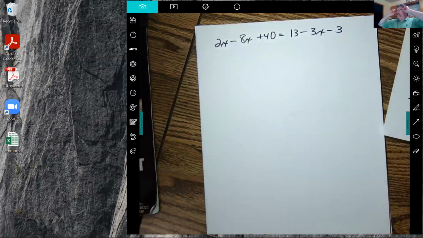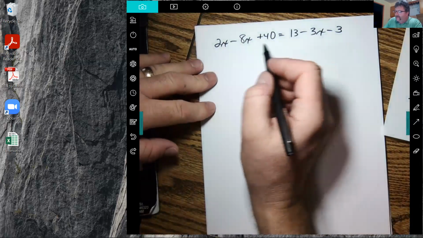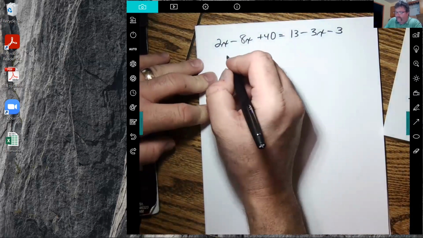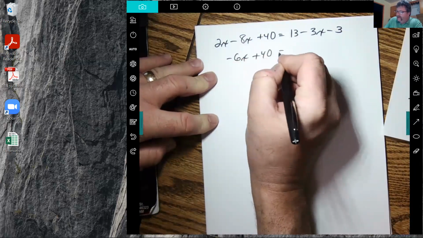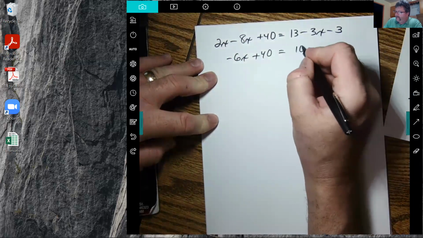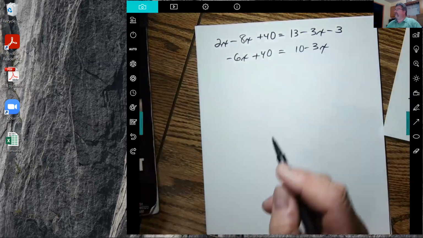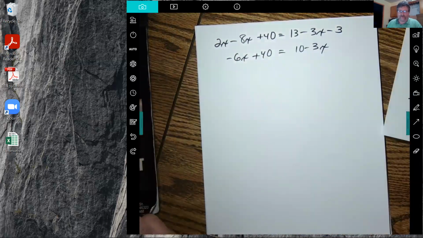Okay. 2x minus 8x plus 40 equals 13 minus 3x plus 3. On each side of this equal sign, I'm just going to combine like terms. Negative 6x plus 40 equals 10 minus 3x. Okay, I'm just combining like terms here. I'm not trying to undo, make things disappear. I'm not trying to do that yet. I'm just combining like terms. That's it. Now I want to make stuff disappear.